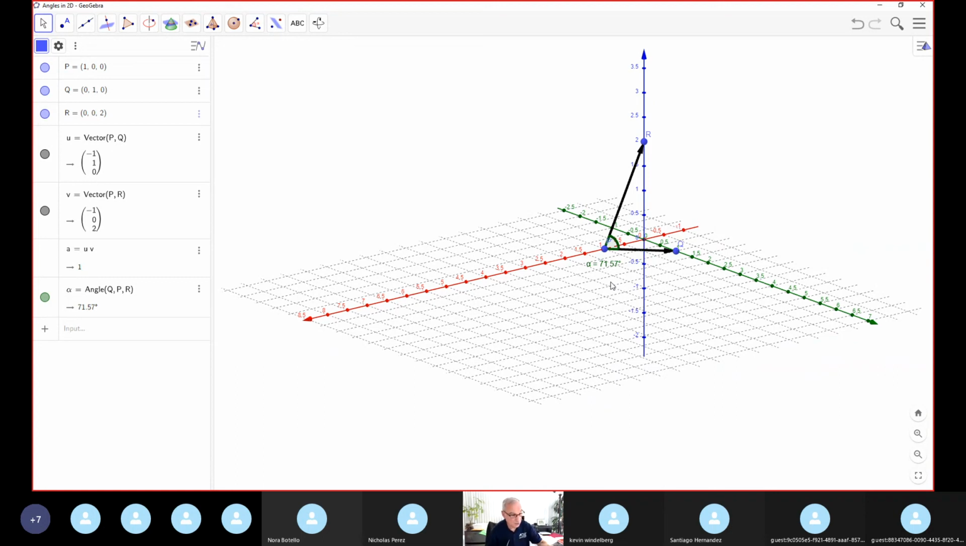Okay, next time we study another application for the dot product, and we also study another operation with the vectors. Amazing. Okay, this is useful in physics, guys.